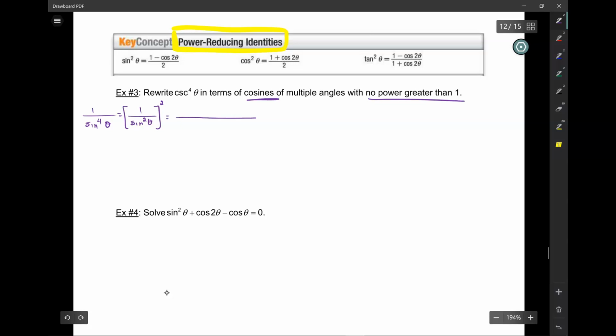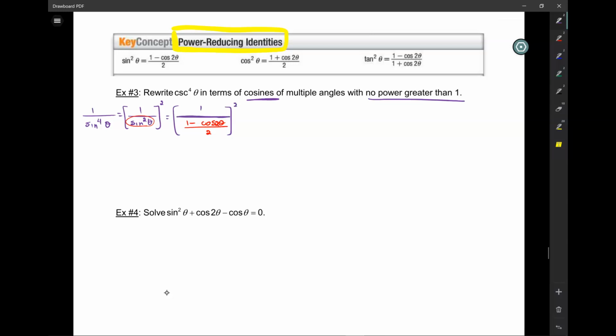This sine squared theta, we don't want it because it has a power of 2. Is there an identity? Yep, that first one over there. So that's going to be 1 over that identity, 1 minus cosine 2 theta over 2. Now we're going to do that, all this squared.